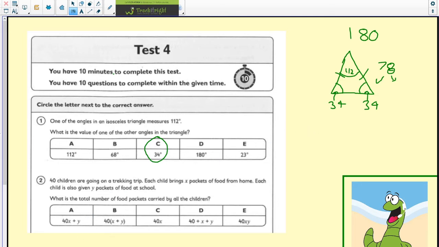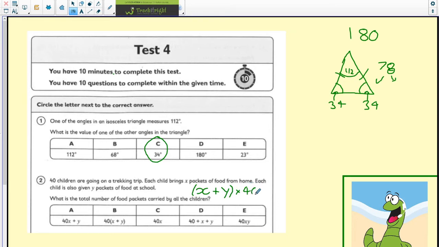Number 2. 40 children going on a trip. Each child brings X packets of food. Each child is given Y packets of food at school. What's the total number of packets of food carried by all the children? Well, they've got X that they had from home and Y that they had from school, and that's being times by 40.